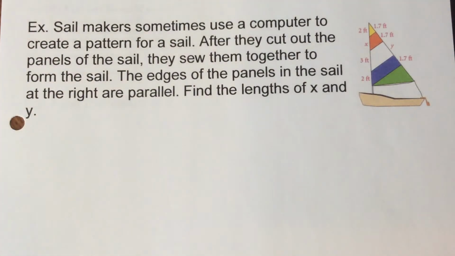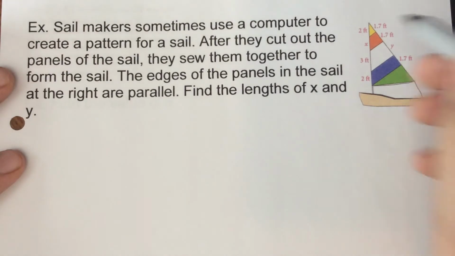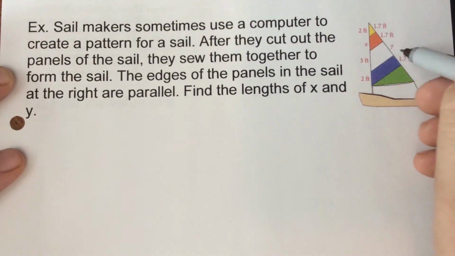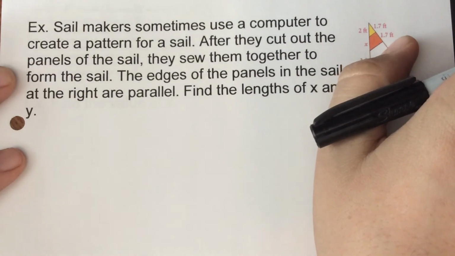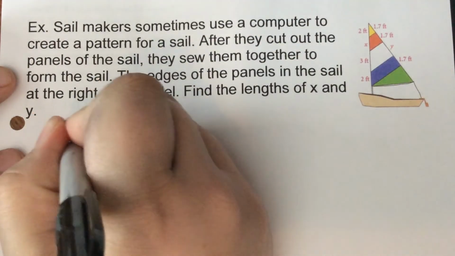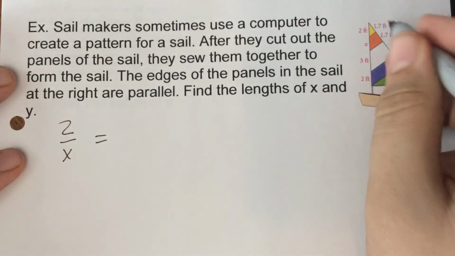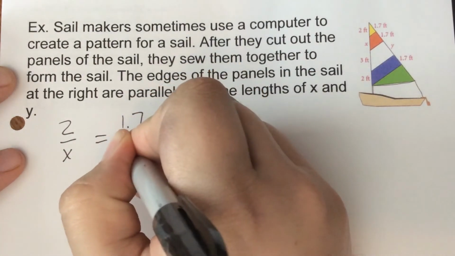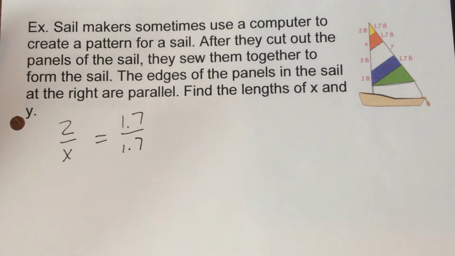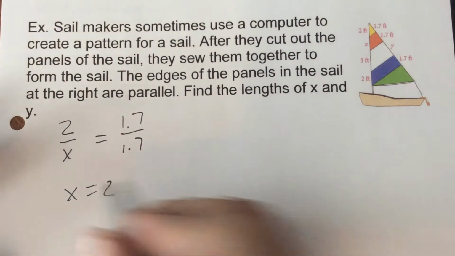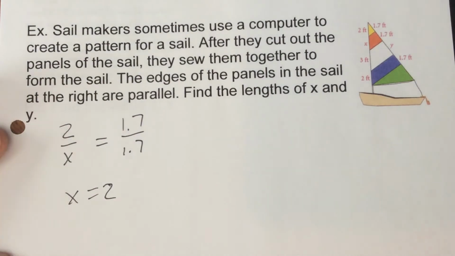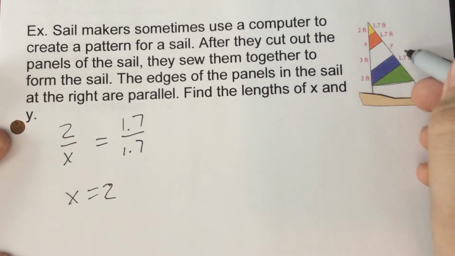We need to find x. We'd only use these 2 and these 2, because this one has a y and this one has an x. We're just going to use the top 2. On the left side, we would have 2 over x. On the right side, 1.7 over 1.7. If the top and bottom are the same, we can just say x equals 2. Why go through and solve if it's that obvious?